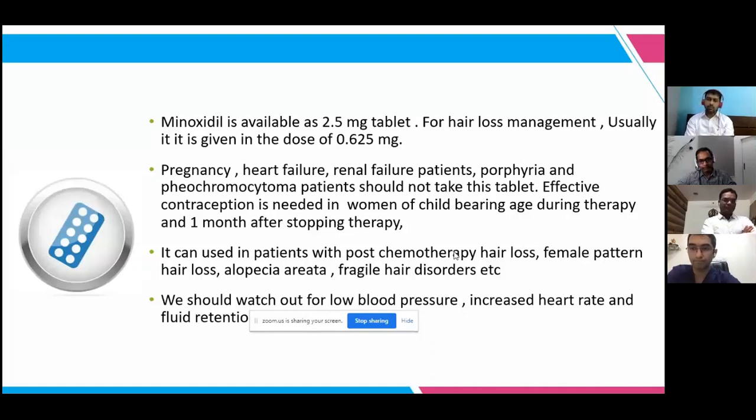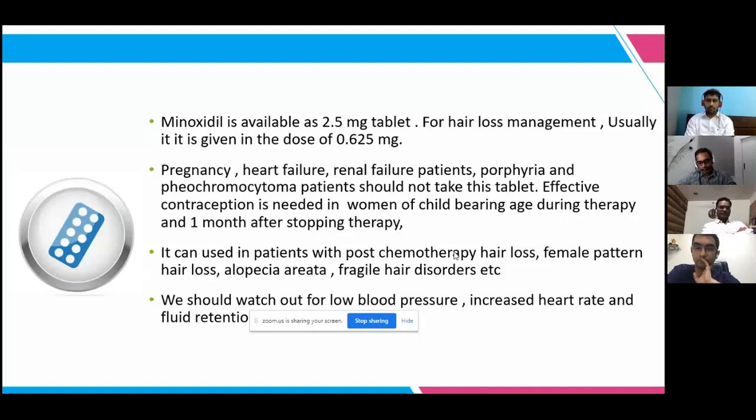Whenever you are giving minoxidil, in pregnancy, heart failure, renal failure patients, porphyria patients and pheochromocytoma patients, be careful about these things. Effective contraception is needed in women of childbearing age, and usually it is very useful for post chemotherapy hair loss, female pattern hair loss, alopecia areata, fragile hair disorders, etc.